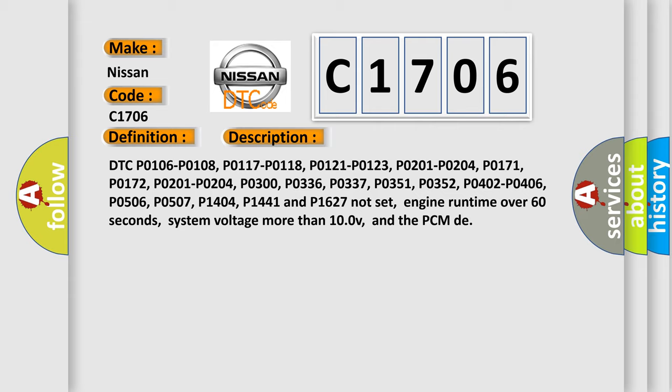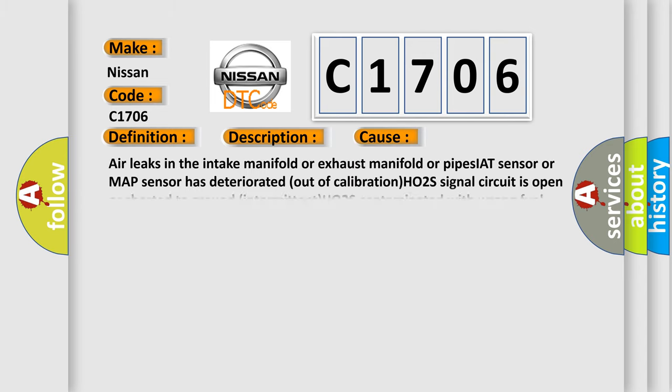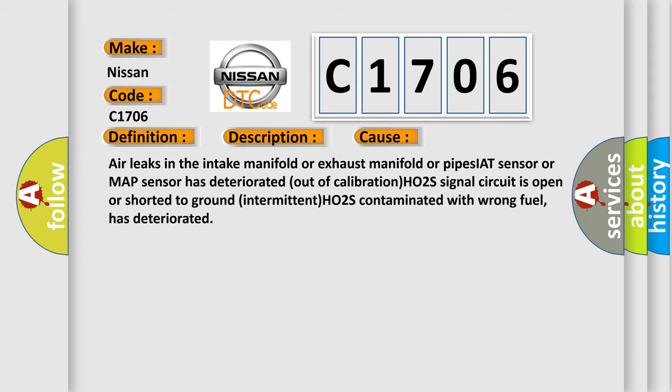PCM in operation. This diagnostic error occurs most often in these cases: air leaks in the intake manifold or exhaust manifold or pipes, IAT sensor or MAP sensor has deteriorated out of calibration, HO2S signal circuit is open or shorted to ground, intermittent HO2S contaminated with wrong fuel has deteriorated.